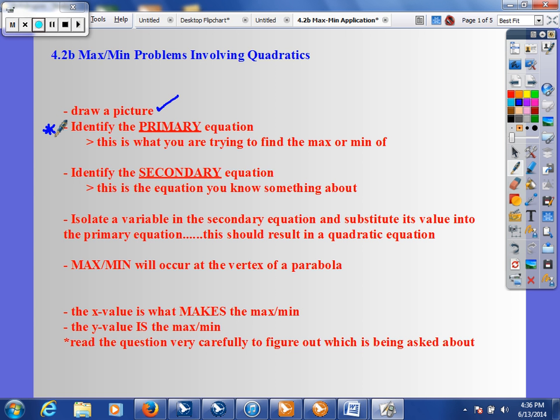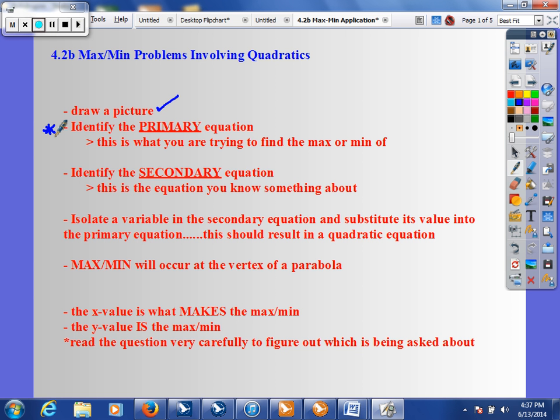Really, the big parts of this are going to be right here. The first thing we want to do is identify what we call the primary equation. The primary equation is what you're trying to find the max or min of. So if they say, find the maximum area, then the area is going to be the primary equation. If they say, find the maximum perimeter, then the perimeter is going to be our primary equation. If they want to find the maximum profit, then the profit's going to be our primary equation. So whatever they're trying to find the max or min of is what the primary equation is.